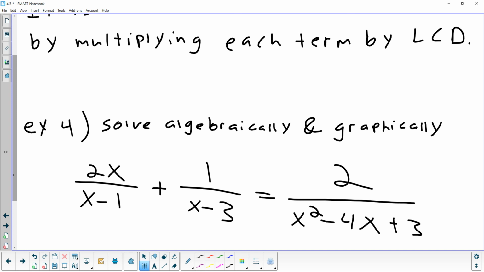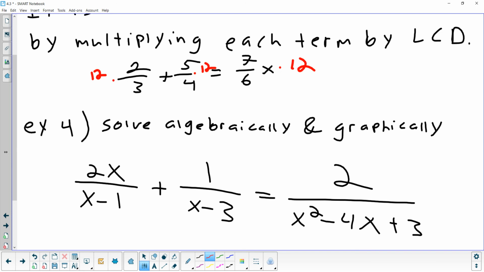So the first thing you have to do is find the least common denominator. I had a problem like this, 2/3 plus 5/4 plus 7/6, and I wanted to add those fractions together. Actually, let me make it an equation, and let's say we wanted to solve that equation. The easiest way to solve it would be to multiply everything by the LCD, and that would get rid of all your fractions. So I would do it times 12, times 12, times 12.